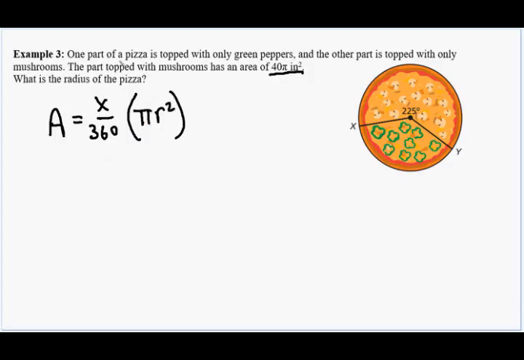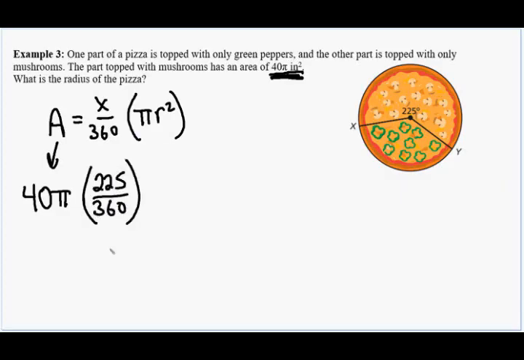So the area of, it says the part topped with mushrooms has an area of 40 pi. So this area is 40 pi. And the area with mushrooms is 225 degrees. 225 out of the full 360-degree circle times pi times r squared. And they asked us to find the radius. Oop, I forgot my equal sign goes right in there.